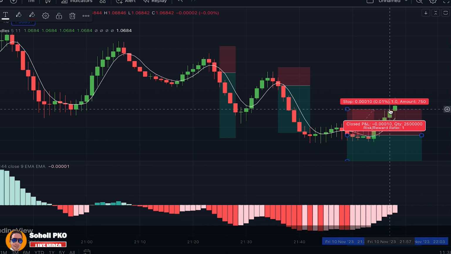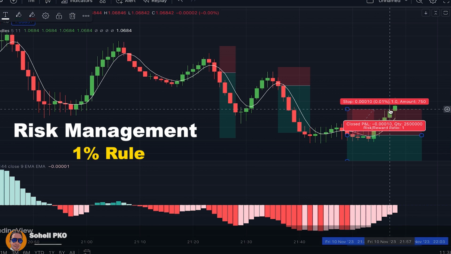And this is an important point that you must pay attention to. No trading strategy gives you 100% guaranteed signals, so you need to manage your risk properly so you can protect your account. There is a risk management strategy called the 1% rule, and it's a perfect risk management strategy to be used for scalping trading strategies.